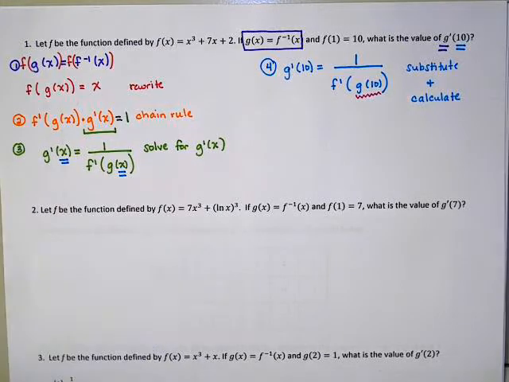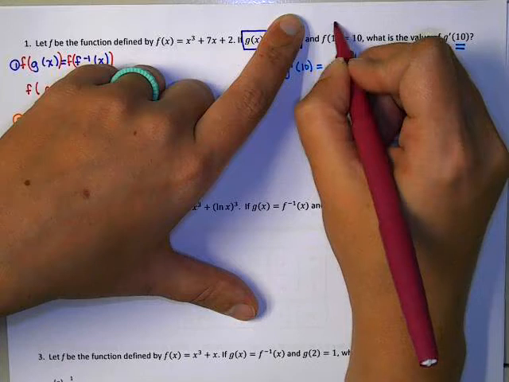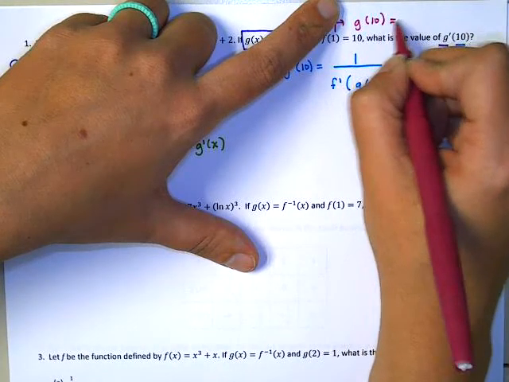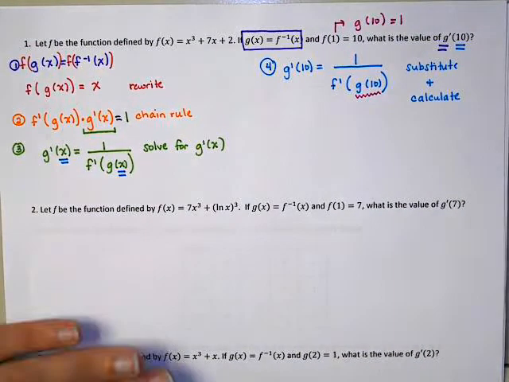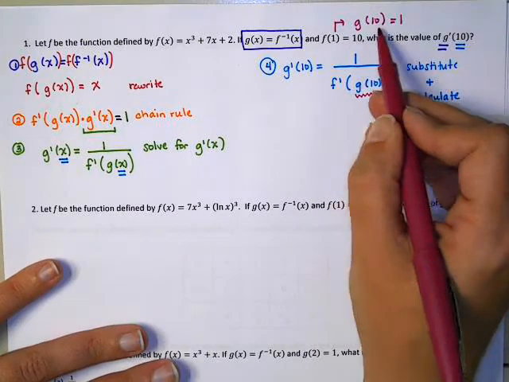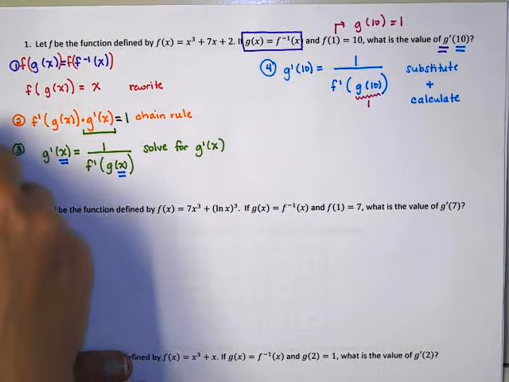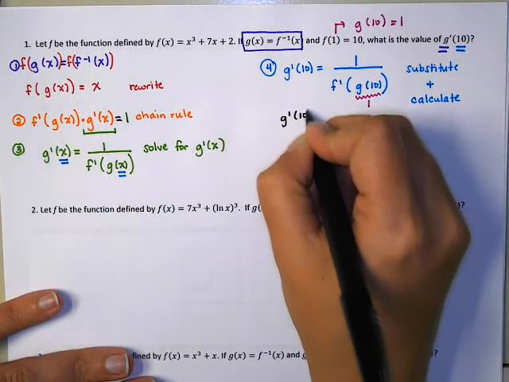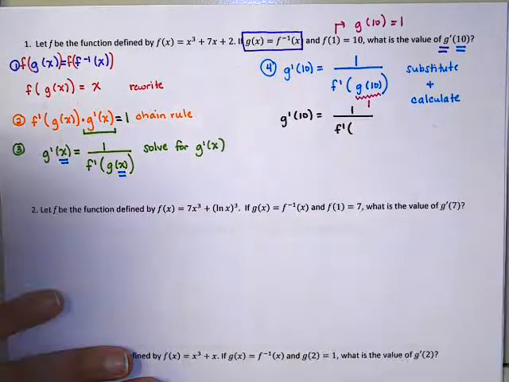the other way to do this, which is to say if f of 1 equals 10, then g of 10 equals 1, because g is the inverse of f. Because f of 1 equals 10 tells me that g of 10 equals 1, I know that g of 10 is 1. So my next step of this problem is to say g prime of 10 equals 1 over f prime of 1.